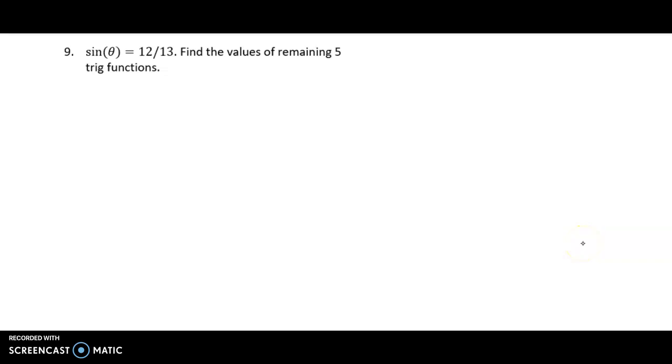Okay, question number 9 here. So I'll give you that sine of theta is 12 over 13 and ask you to find the values of the remaining 5 trig functions. So the first thing that we want to do here is draw a triangle. I want to label the theta. I want to label the right angle. And then I want to fill in some sides.